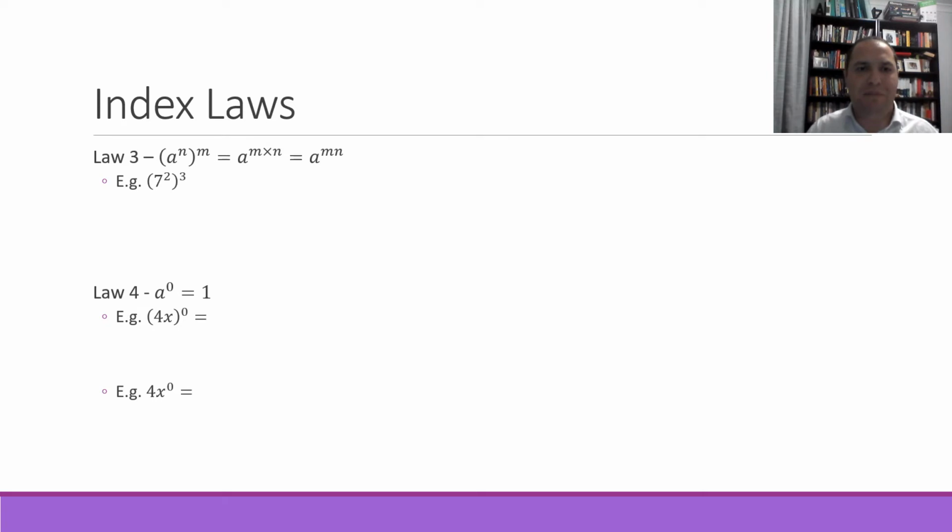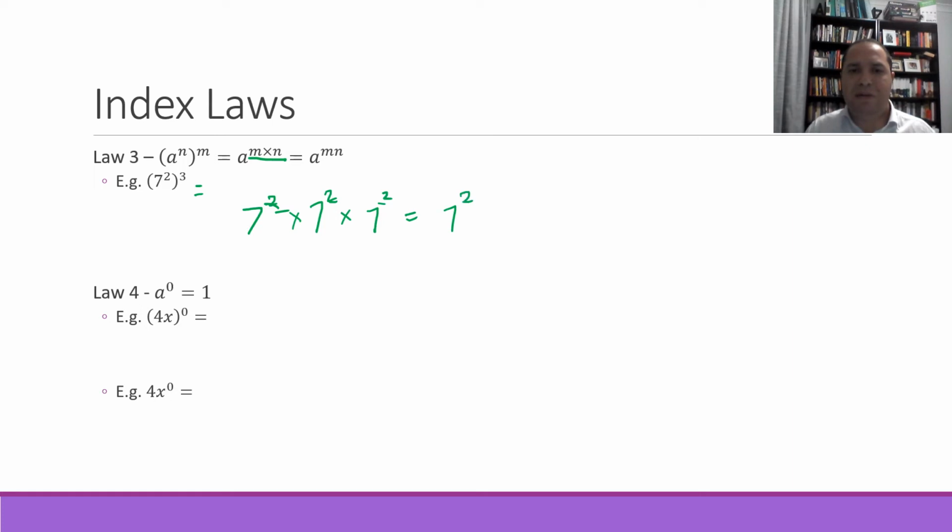All right, our next one, a to the n, all to the power of m, means we multiply our powers together. Now how this one works out, let's say we've got 7 squared, cubed. That's 7 squared times 7 squared times 7 squared. Now using our first index law, we have to add these powers together.